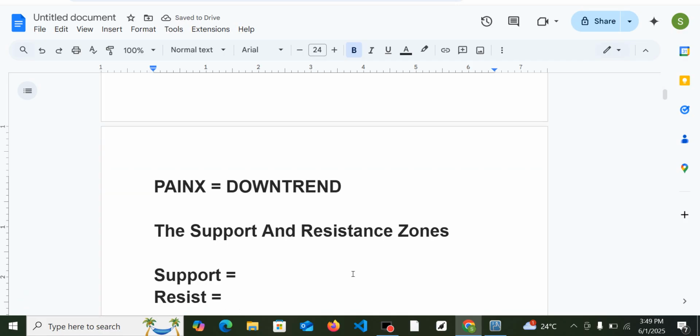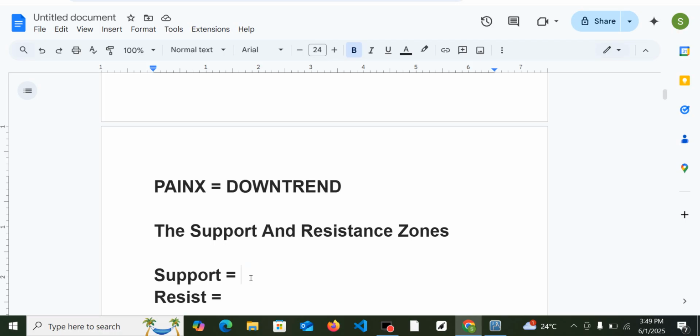But there are other things you also need to take note of whenever you are trading. For you to place your order, you need to understand the support and resistance zone, because there's one thing you should know: those spikes are happening around the support and resistance zone. Now let's check that together.